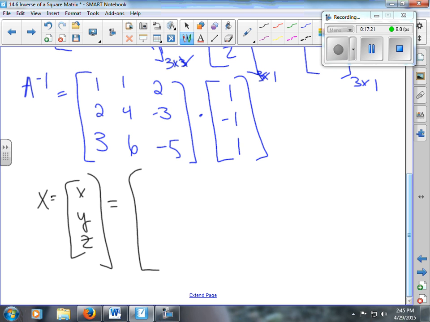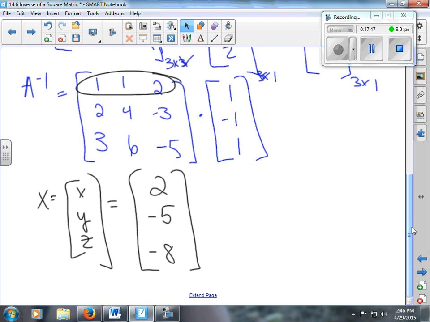And when I do that matrix multiplication, I get my answer, the XYZ matrix. I'm going to take row 1 times this column. So I get 1 minus 1 plus 2. And then I get 2 minus 4 minus 3. And then I get 3 minus 6 minus 5. Right? Yeah. And so that's the answer. 2, negative 5, negative 8. And you can check that on the calculator if you want. This is another reason why we learn inverse matrices. And we're all done.